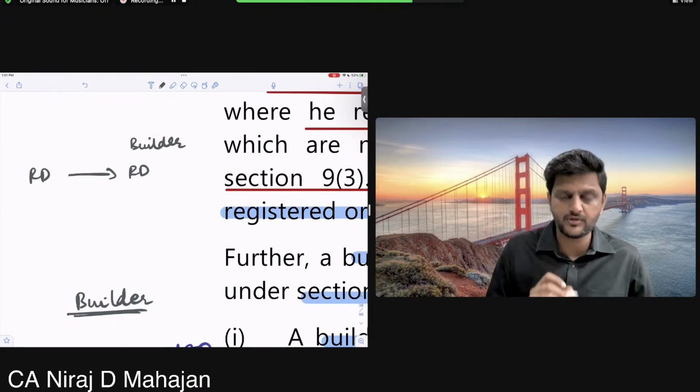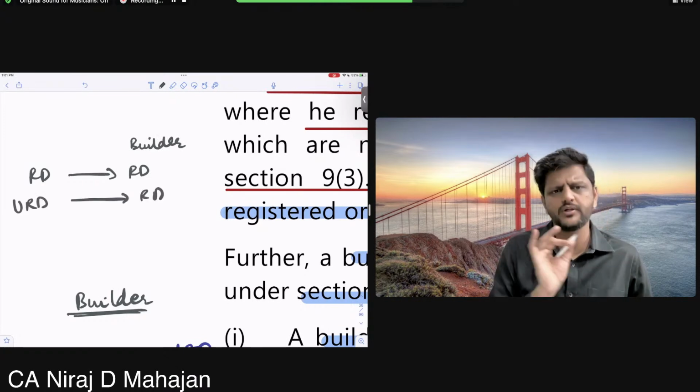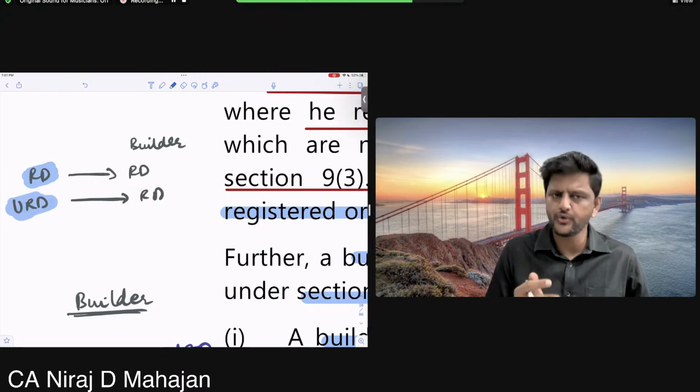My builder is registered, na bachcho? Or unregistered dealer to my RD. RD is my builder only. Okay? Registered dealer. Common sense. RD is going to charge tax. URD is not going to charge tax.